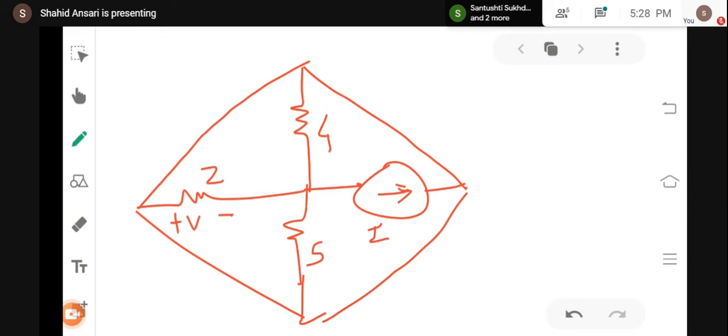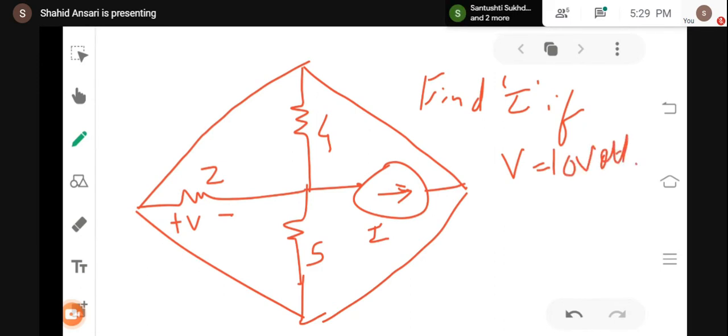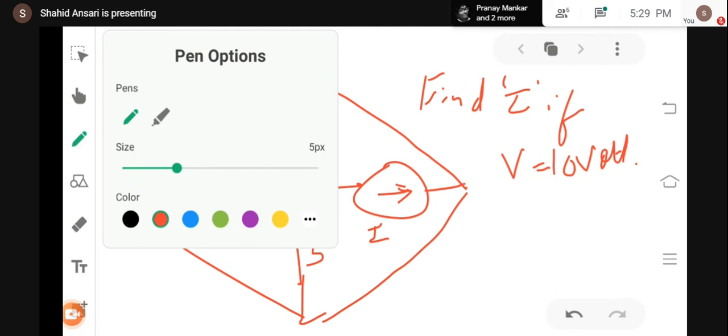This is a simple general problem. Simply apply logic, common sense, and try to find out the value. Find I if V equals 10 volt. How can we do this? How can you find out the value of I if V equals 10 volt? There is no particular method.